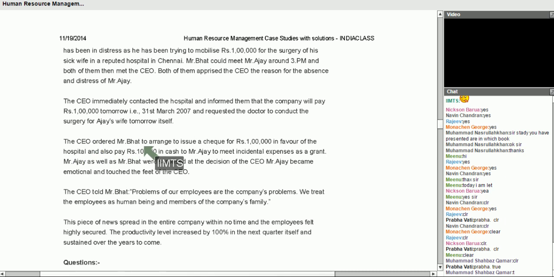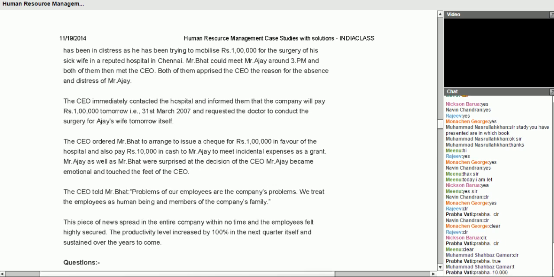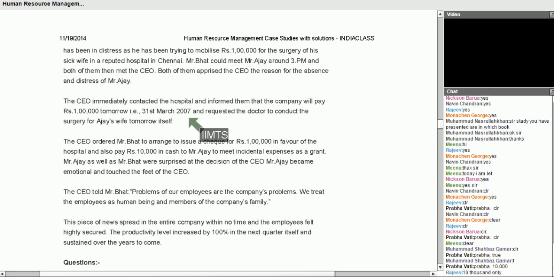The CEO ordered Mr. Bhatt to issue a check of rupees 1 lakh in favor of the hospital and also pay rupees 1 lakh in cash to Mr. Ajay to meet incidental expenses as a grant. But as another good gesture, he ordered the HR to issue.